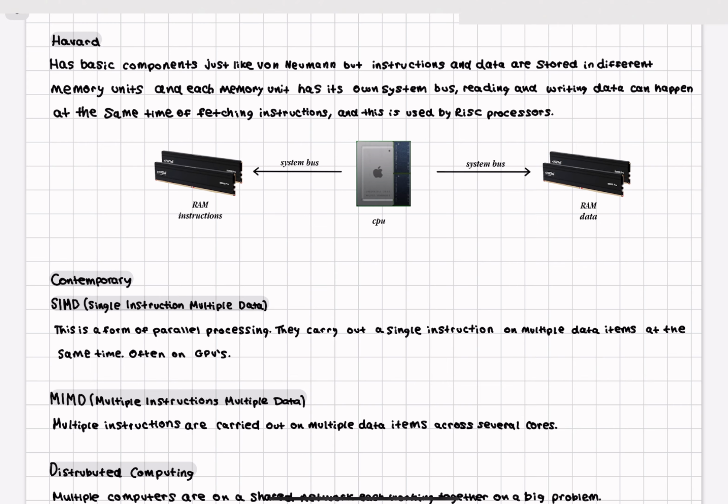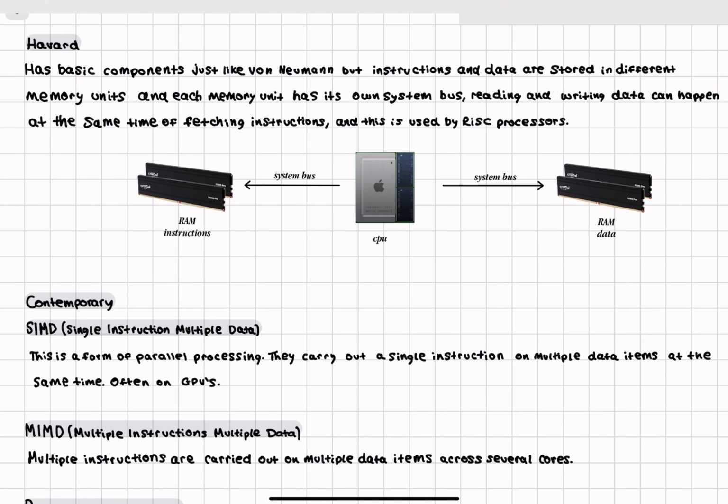Then you also have the Harvard architecture, which has the basic components just like the von Neumann architecture, but instructions and data are stored in different memory units. Each memory unit has its own system bus, reading and writing data at the same time as fetching and decoding. So it's mostly used by RISC processors. That's the difference: instructions and data separately, kind of.